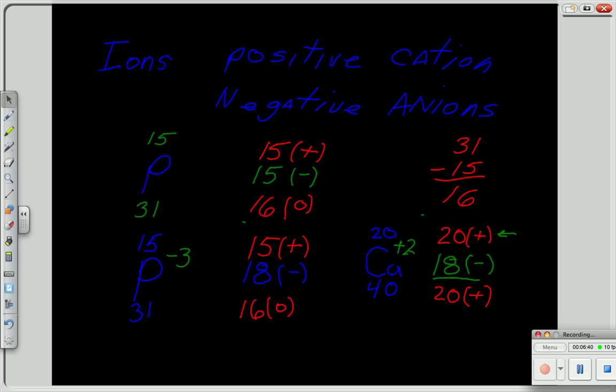Looking over at the phosphorus example, the opposite happened. I had 3 extra electrons. Since it's a minus there, I end up adding that number to the protons to get 18. That's it.